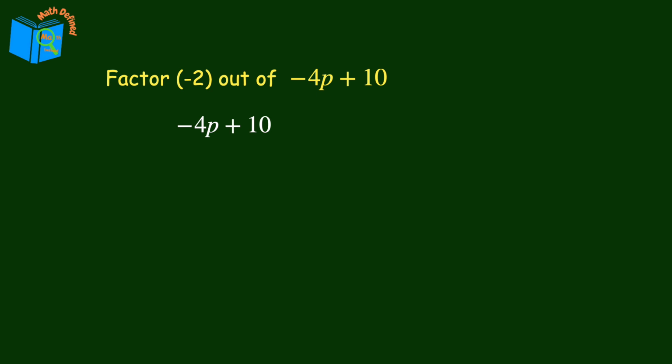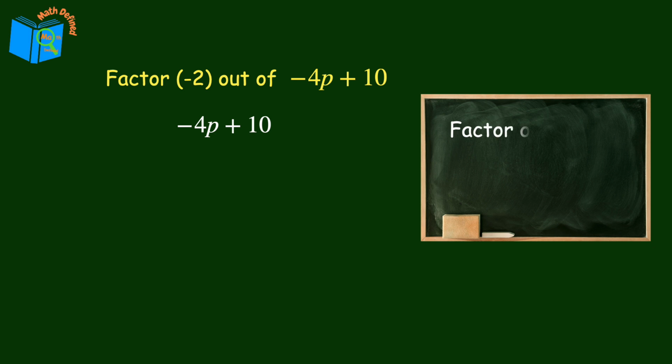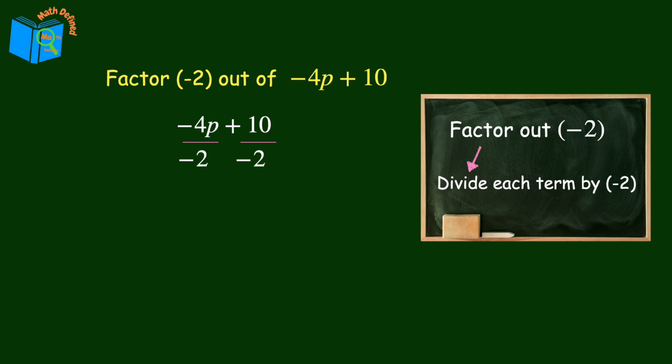Factoring is the same as dividing. So when you are asked to factor out a number, you are being asked to divide it out of each term in the expression. So here we have the expression negative 4p plus 10, and we're being asked to factor out a negative 2. As I mentioned before, factoring involves dividing, so we'll divide each term by negative 2.